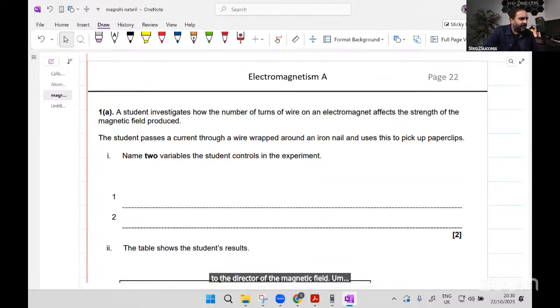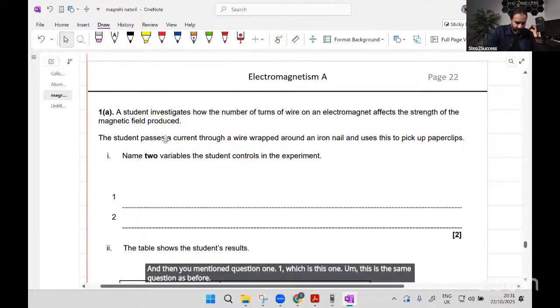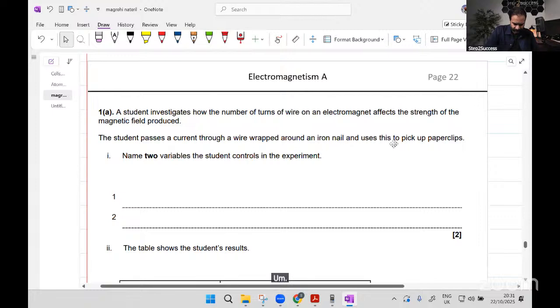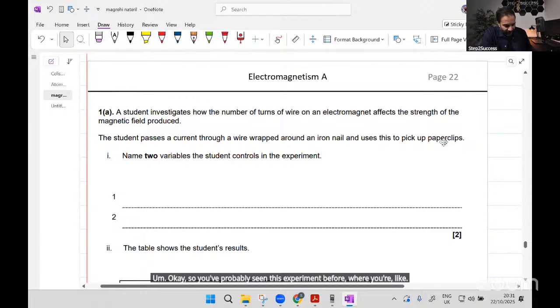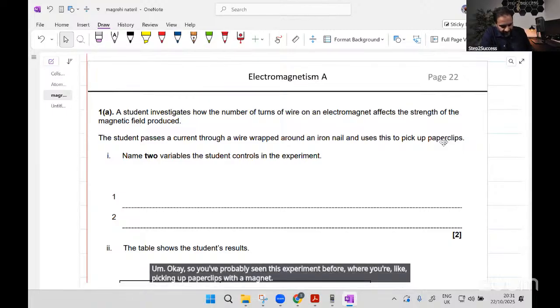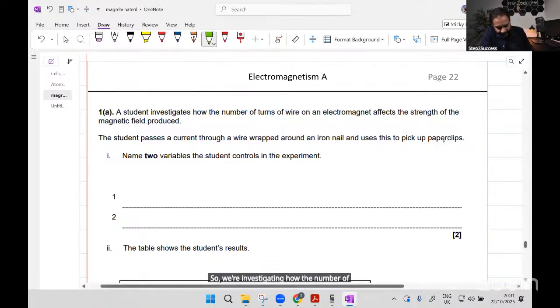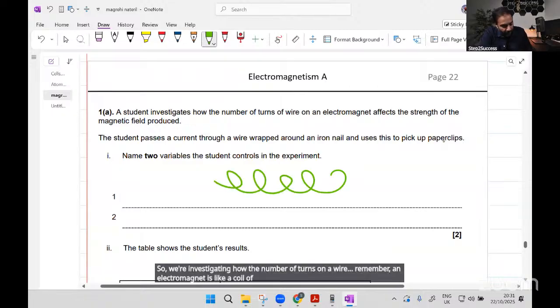And then you mentioned question one, which is this one. This is the same question as before. Okay, so you've probably seen this experiment before where you're picking up paper clips with a magnet. We're investigating how the number of turns on a wire. Remember, an electromagnet is like a coil of wire. The more coils you have, the stronger the magnet will be.